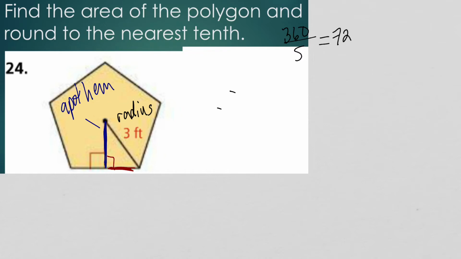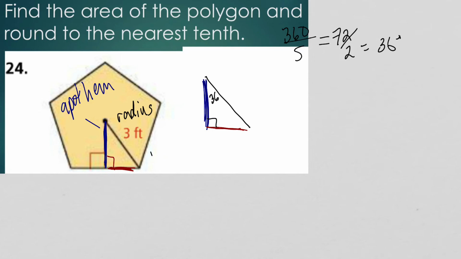72. Divide that in half. 36 degrees. So if I take out that triangle, which I'm going to do here, let's see it by itself. This is the apothem. We got our radius, which is the hypotenuse. And then we have this piece of the side length down here. So 36 degrees is right here.